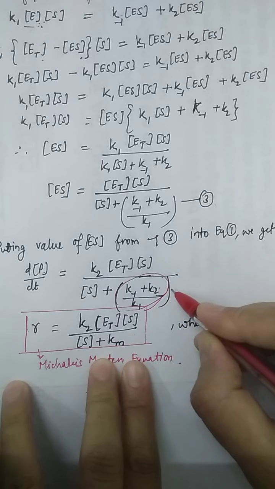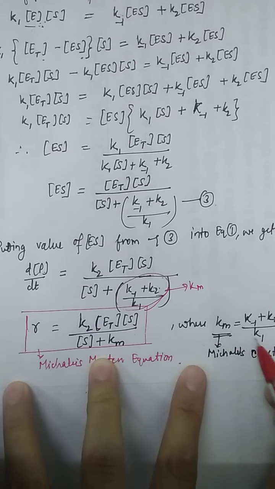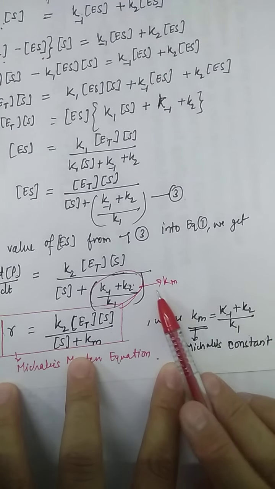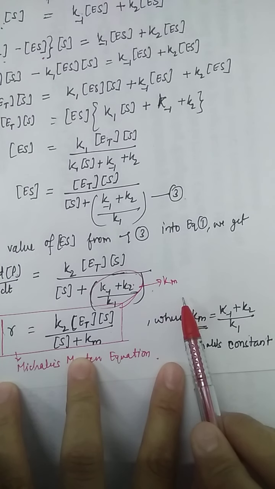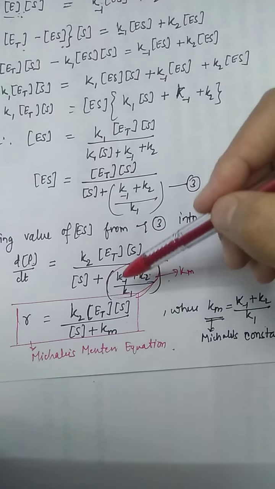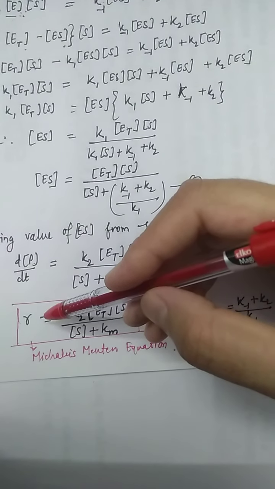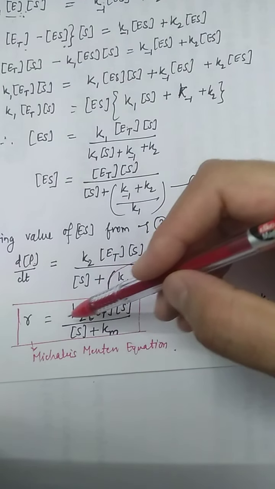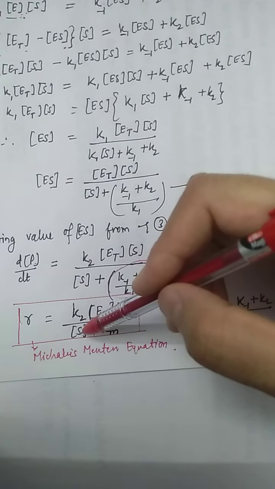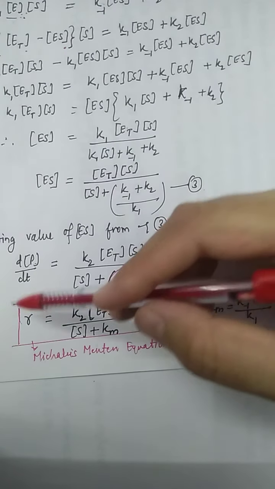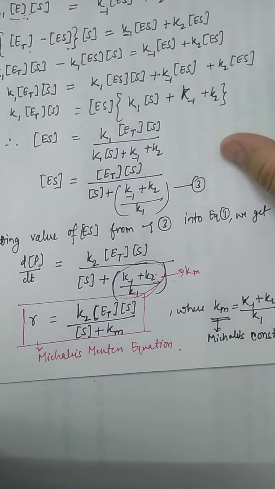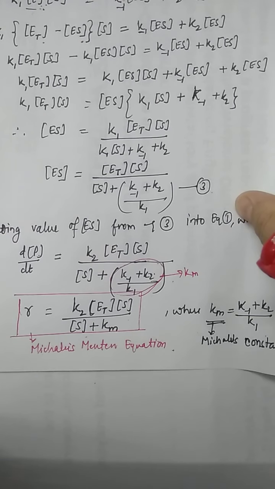So instead of this, we are writing Km, where Km is equal to K inverse plus K2 divided by K1. This represents the Michaelis constant. This is called the Michaelis constant. Alright. So instead of 3 constants, we are writing Km. So our equation becomes: rate of reaction is equal to K2 into total enzyme concentration into substrate concentration divided by substrate concentration plus Km, and this equation represents the Michaelis Menten equation. We will be discussing the different cases of this in the next video.